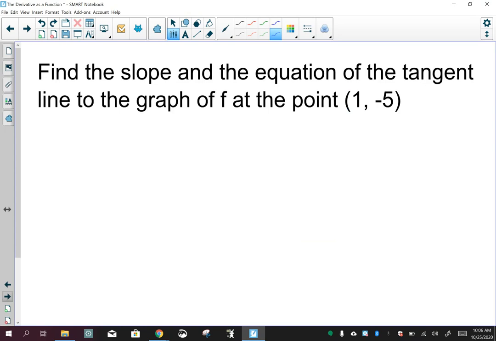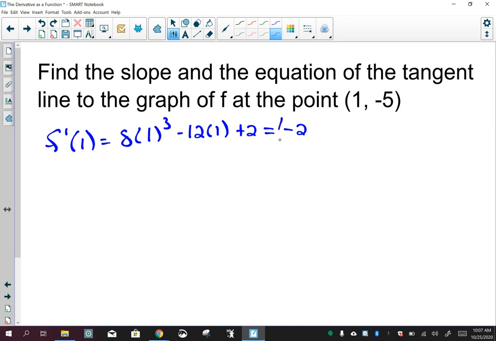So we want to find the slope and the equation of the tangent line to the graph of f at the point (1, -5) using that same formula. So I'm going to say f prime of 1. That gives me 8 times 1 cubed minus 12 times 1 plus 2, and that gives me a -2. So that's what it's asking on this one. We found the slope.